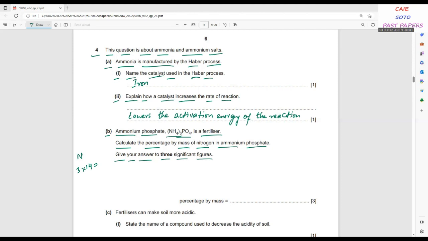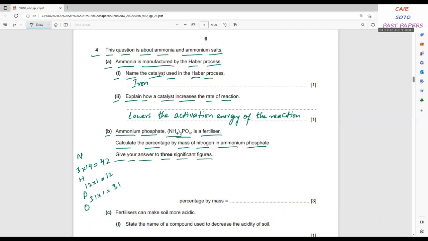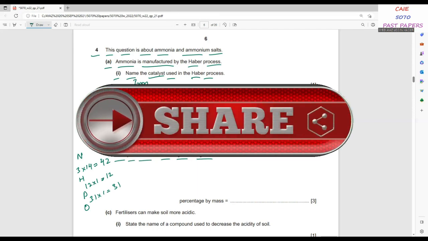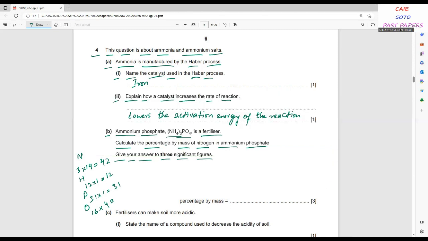3 multiplied by 14, 42. We have 12 atoms of hydrogen, because 4 multiplied by 3, we will get 12. So for hydrogen, 12 multiplied by 1 is equal to 12. Phosphorus, the nucleon number or AR of phosphorus is 31. 31 multiplied by 1, we will get 31. Oxygen, there are 4 atoms of oxygen. So we will multiply nucleon number of oxygen by 4. 16 multiplied by 4, we will get 64.